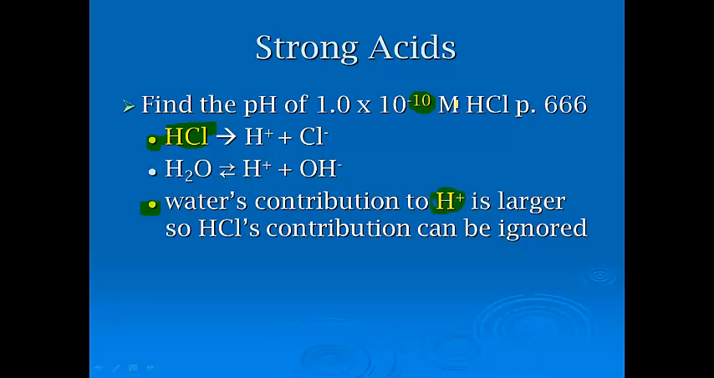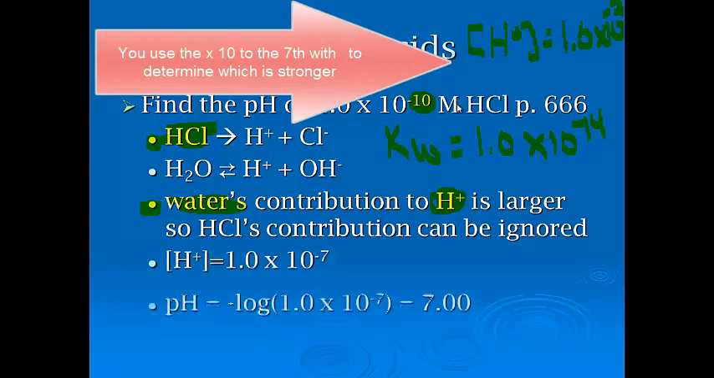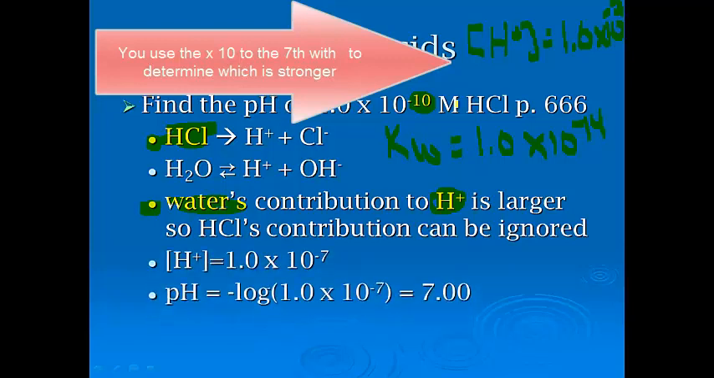Now, you may say, well, how the heck am I supposed to know that? Well, remember, Kw is always equal to 1.0 times 10 to the negative 14th, but that's not what we're comparing it to. Where we get our comparison is that in a neutral solution, the concentration of both hydrogen and hydroxide is 1.0 times 10 to the negative 7th. Negative 7 is greater than negative 10, so that means water's contribution is going to trump it, so the hydrochloric acid can be ignored in this situation. So for our pH, we use water's contribution, and it's going to be 7.00.